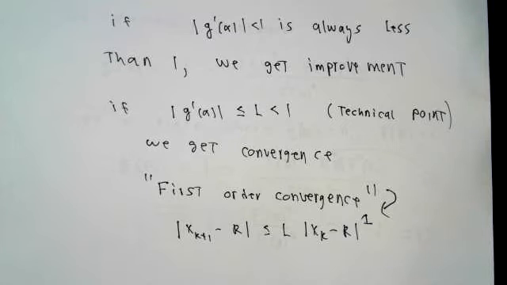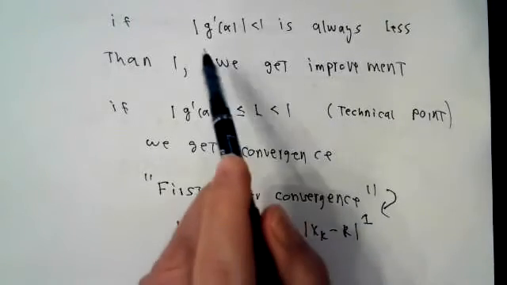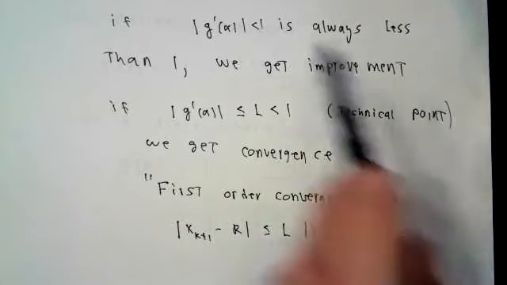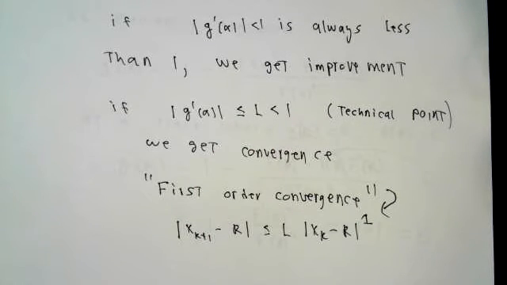Since the error at step number k plus 1 is the absolute value of g prime alpha times the error at step k, alpha being between the solution r and xk, we previously discussed that if this derivative is always less than 1, we get improvement. The error at the next step is less than the error at the previous step.